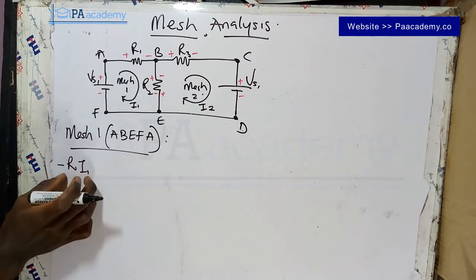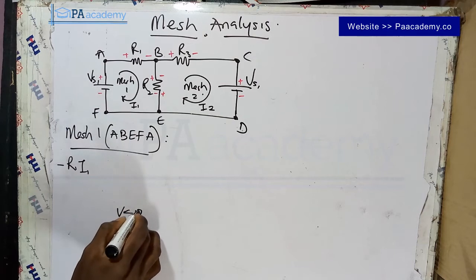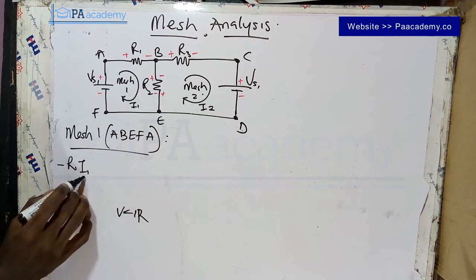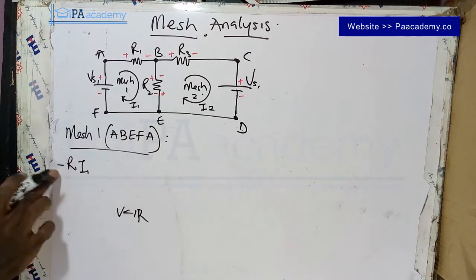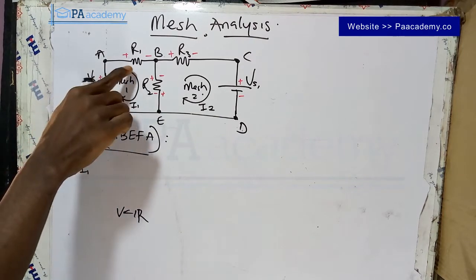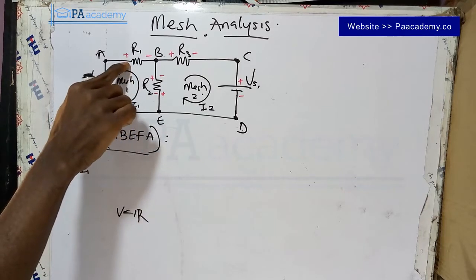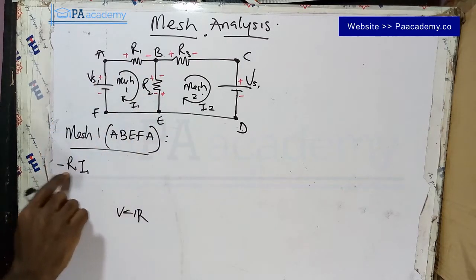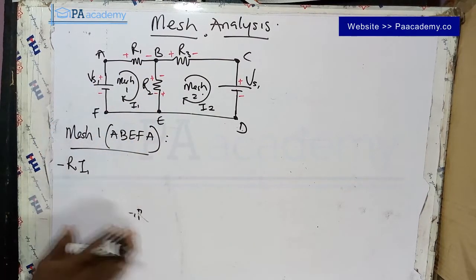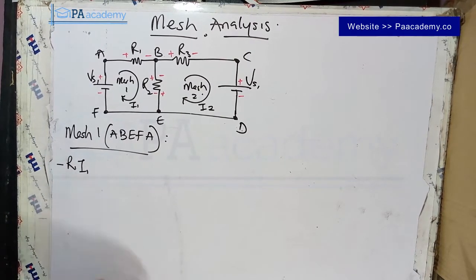Remember, this represents voltage. Remember, V is equal to IR. So we have our I and we have our R. This represents the voltage. And the negative here, like I said, is because the polarity is going from, the direction of current is going from positive to negative. So that's why we are having negative here. I've explained all this under Kirchhoff Voltage Law.